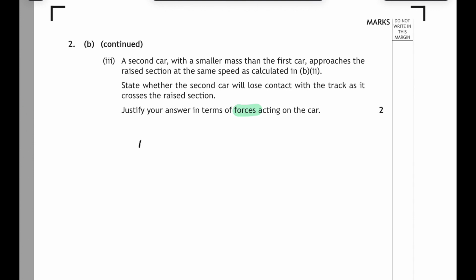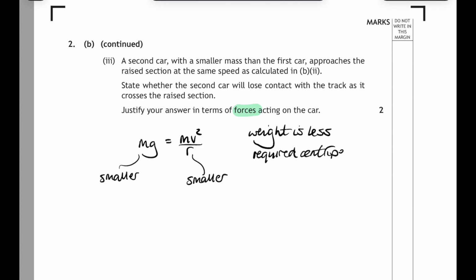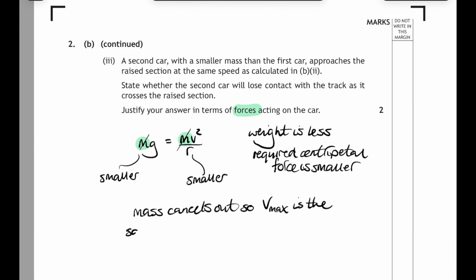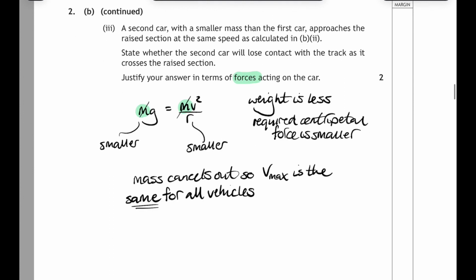So let's go back to our original derivation, which was that it's the weight of the car that provides the required centripetal force. But in this case, the weight will be less because the mass of the second car is smaller. But the mass on the right hand side will be smaller as well because the required centripetal force is smaller. In fact, those two masses are the same, they cancel out, same as before. And because the mass cancels out, then Vmax will be the same no matter what the mass of the car is, so for all vehicles. So the car will not lose contact with the track because Vmax is the same for all vehicles.